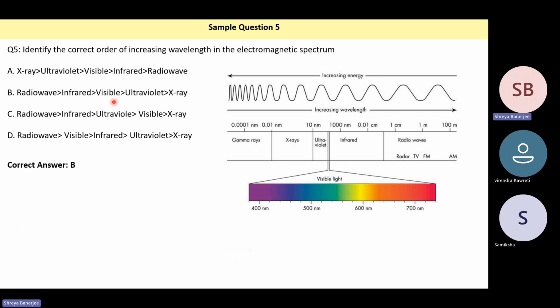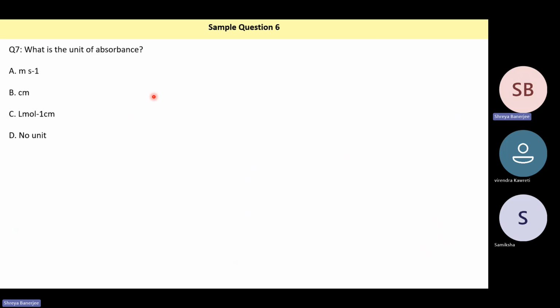No, ultraviolet is less than visible, no? See, radio, infrared, then visible, ultraviolet wavelength is lower than visible. So in option C, it is showing the opposite, no? Like ultraviolet and visible are switched. Yeah. Then the question is, what is the unit of absorbance?